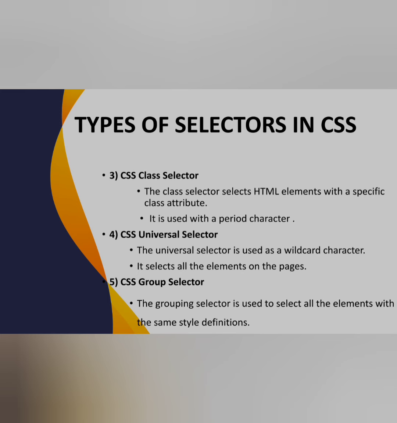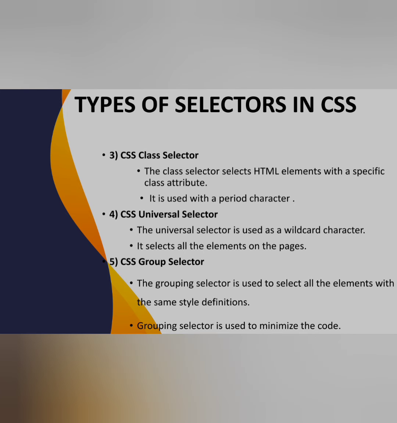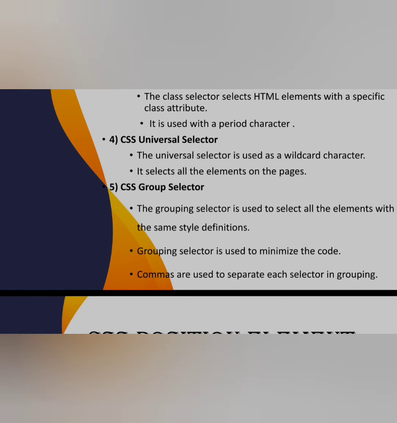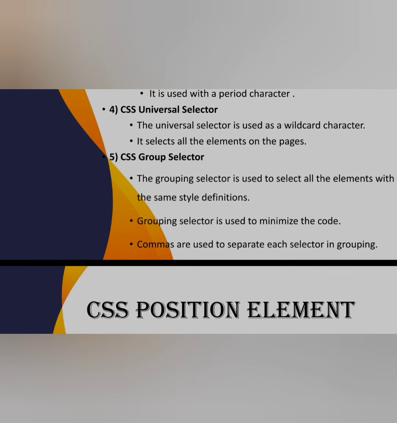Types of selector. The third one is the CSS class selector. It selects the HTML elements with a specific class attribute. It is used with the period character. Next, the universal selector. The universal selector is used as a wildcard character. It selects all the elements on the page. Next, the group selector. The grouping selector is used to select all the elements with the same style definition. Grouping selector is used to minimize the code. Commas are used to separate each selector in grouping.